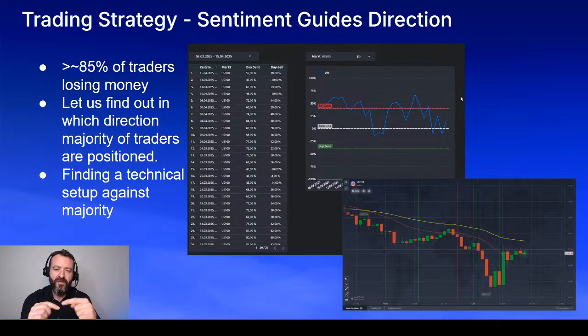That means in my data source I could identify that 59% of all traders that are invested in the Nasdaq are actually positioned long. That means all of them were buying. Okay, so all of them were thinking the Nasdaq will be going in the positive direction. But now think about it. What happens when 85% of traders, even more than 85% in some circumstances, are losing money?